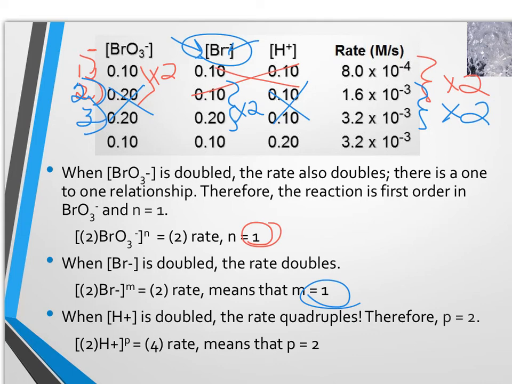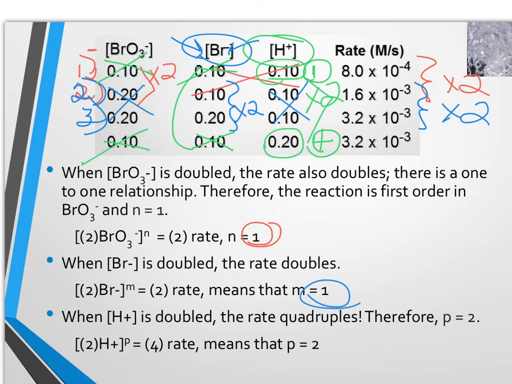Now I'm going to look at hydrogen ion. The 2 experiments I'm going to compare for that are, let's see, experiment 1, I believe, and experiment 4. It doubles the concentration of hydrogen ion, and it's constant for bromide, and it's constant for bromate. So when I double the concentration of hydrogen ion, what happens to the rate?